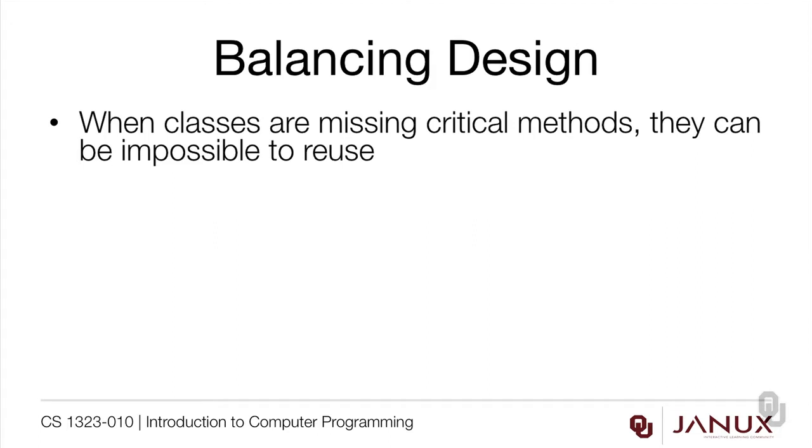The problem is this: when classes are missing critical methods, they're impossible to reuse. Let's say, for example, that we didn't have the put method there. Well, at that point, we can't add anything. Now, that's kind of a silly example because obviously it's useless without that. But for example, remove methods frequently are missing. Often there's a way to put things in but not to take them out. And that can really hurt reuse a lot.